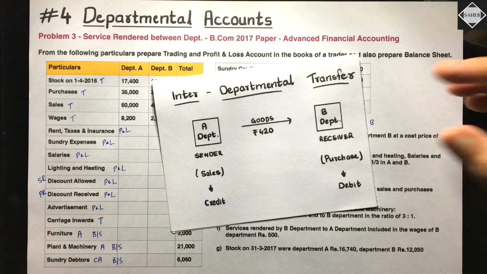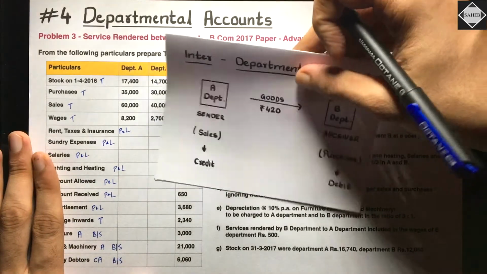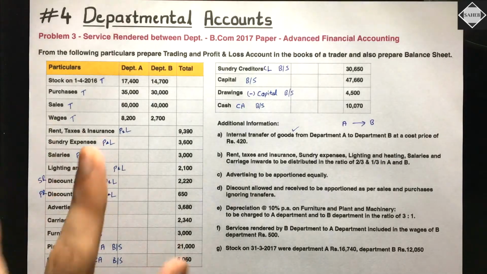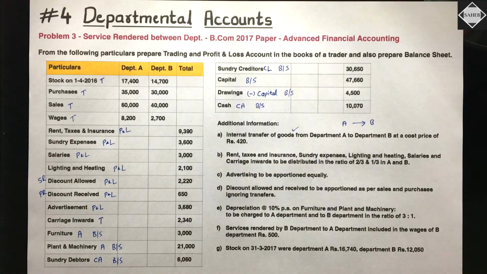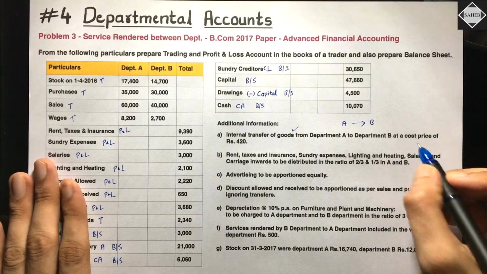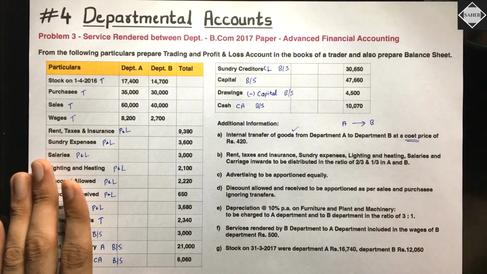So we will easily take this in the trading account. You all know, to interdepartmental transfer and by interdepartmental transfer. We'll see the solution. It's really simple. It's happening at cost price only. There is no loading concept, nothing.